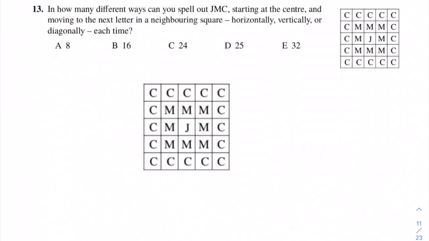Question 13 says, in how many different ways can you spell out JMC, starting at the centre and moving to the next letter in a neighbouring square, horizontally, vertically or diagonally each time? Okay, so the question says that we can move to the next letter horizontally, vertically or diagonally. Right, so let's think about what happens in the first scenario when we move horizontally.